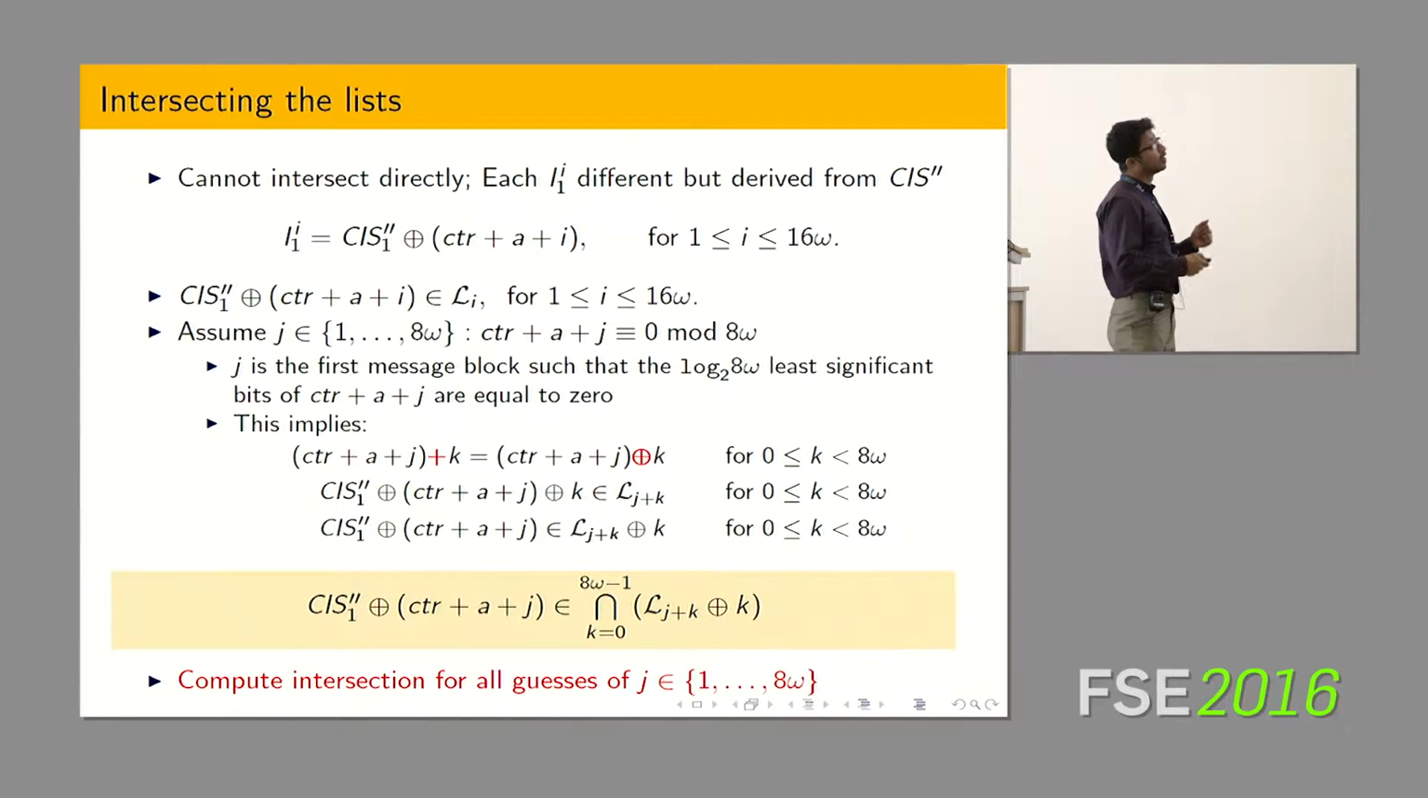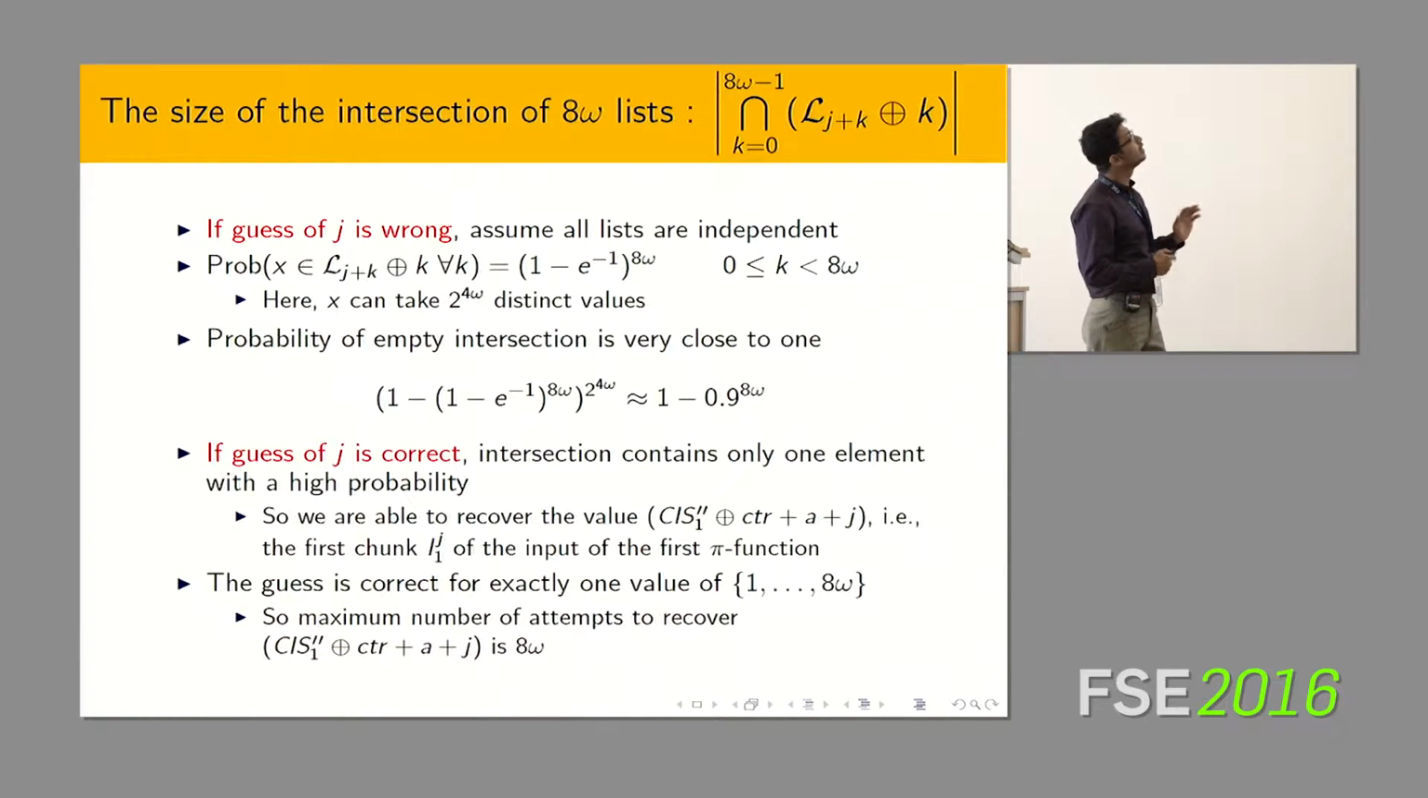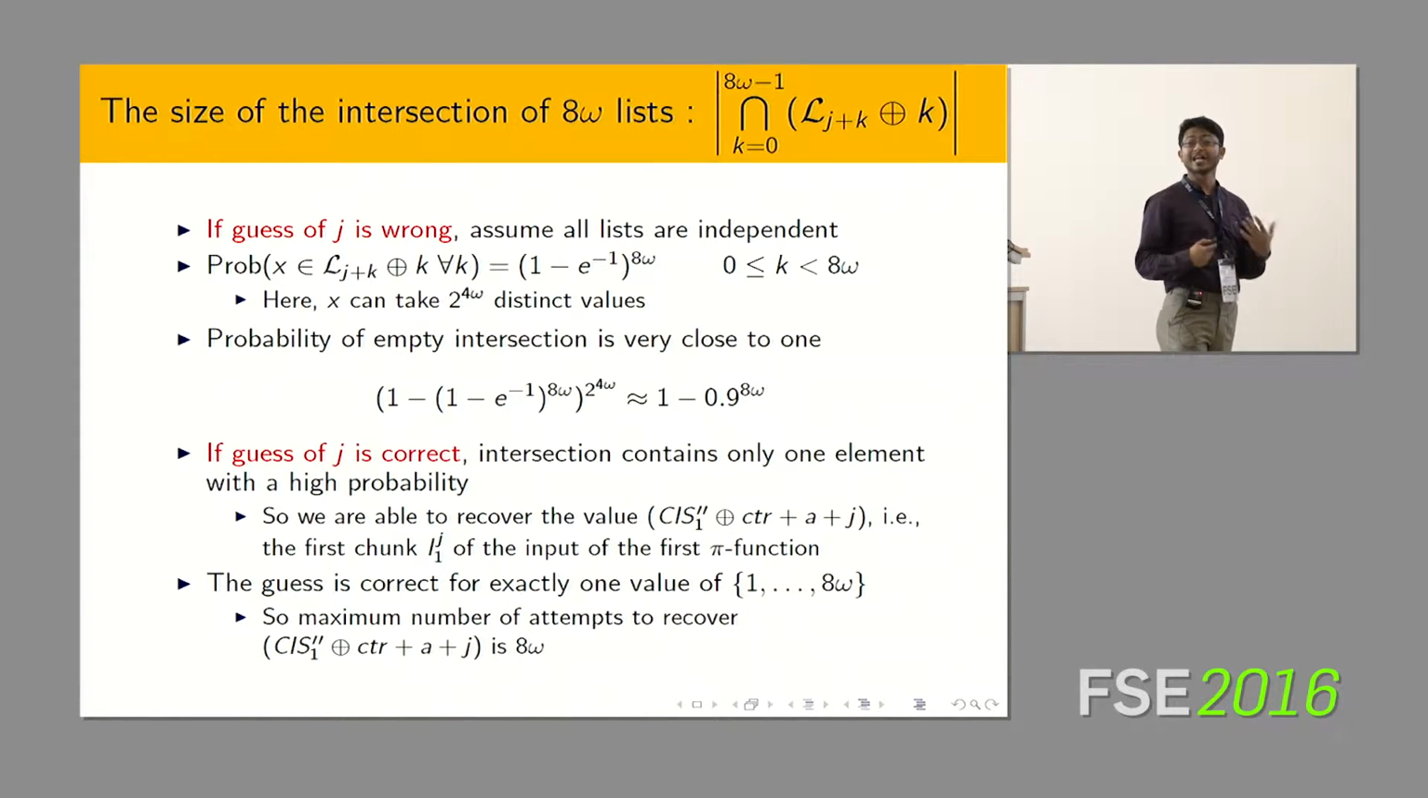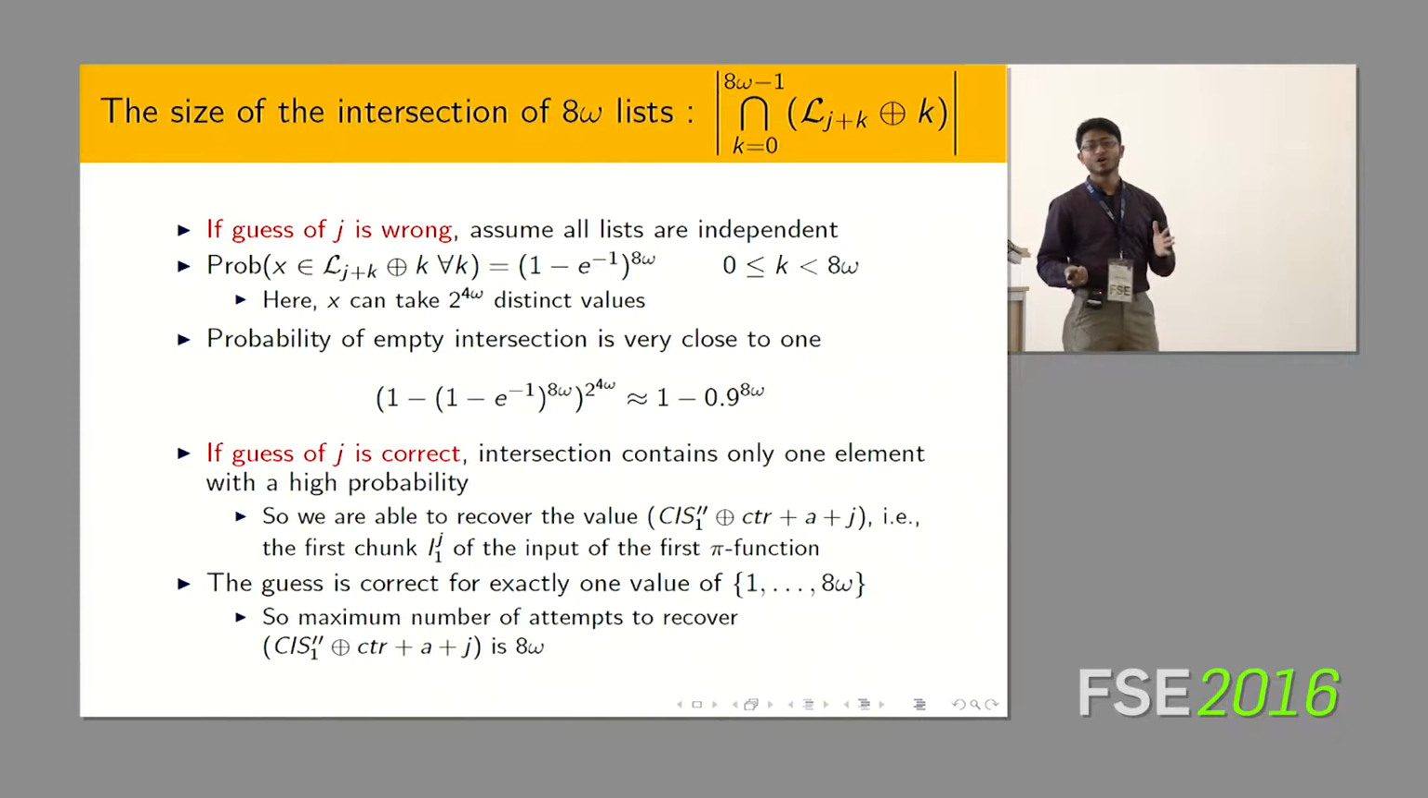But of course, the guess could be wrong. So what will we do? We compute the intersection for all the guesses of j. And now we try to know the size of this intersection. Basically, we claim that if the guess of j is wrong, then the probability that the size of the intersection is 0 is very high. So it's very close to 1. If this is the case, then this helps as a distinguisher.